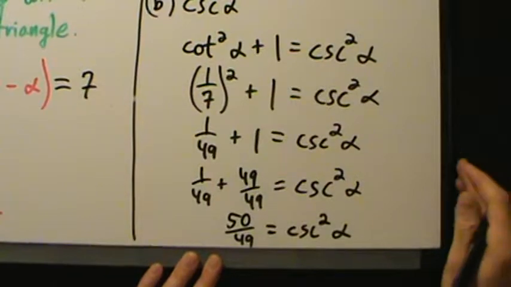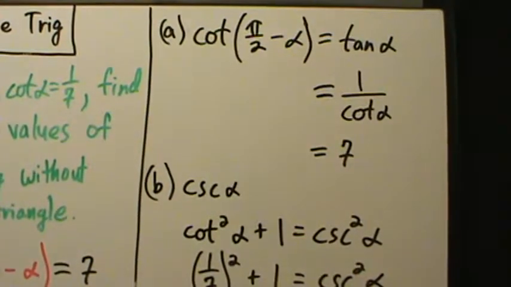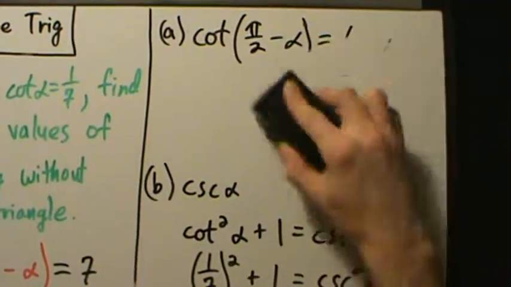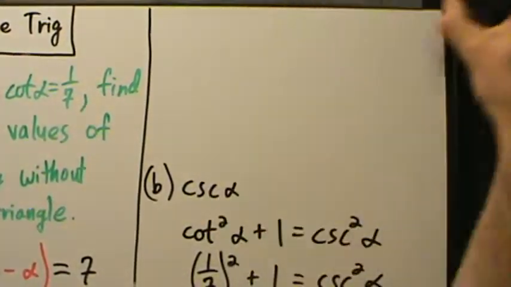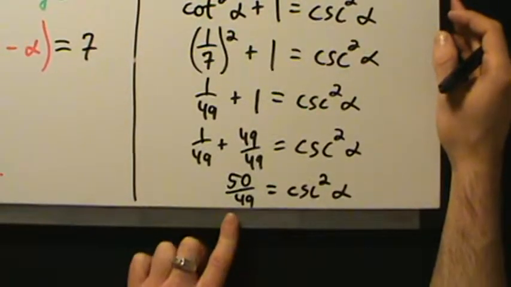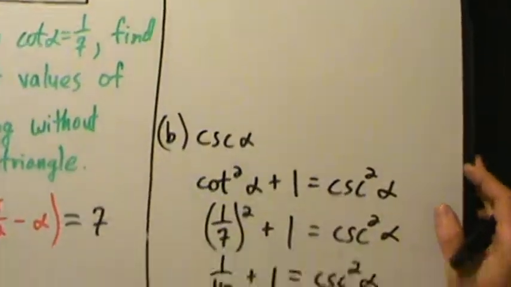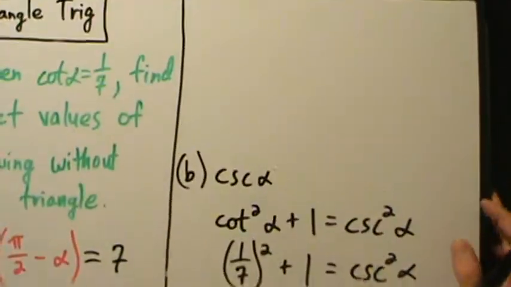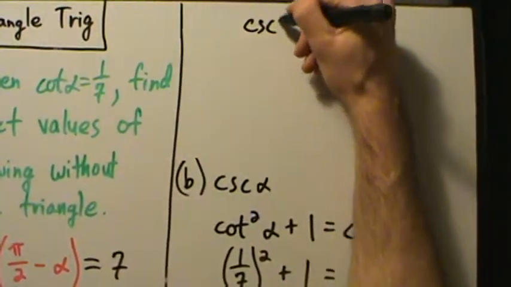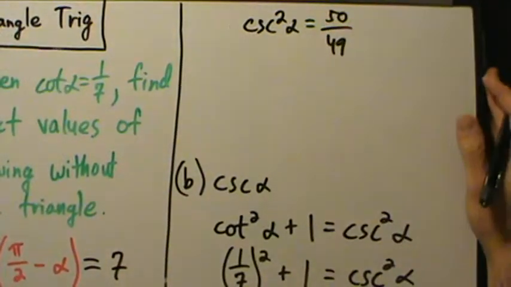Okay. And we're officially out of room here, so let's come back up here. Okay, so where are we? So we have 50 over 49 equals cosecant squared of alpha. So I'm going to switch sides here. I'm just going to write the right hand on the left and the left on the right. It's just an equality, so of course it's totally fine to do that. So cosecant squared of alpha equals 50 over 49.